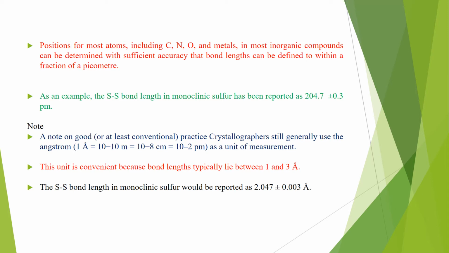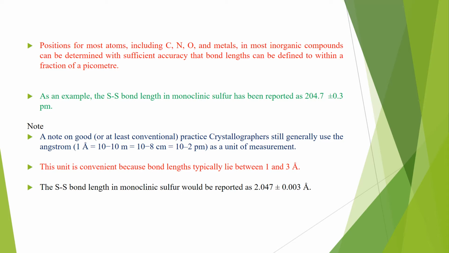Note: on good or at least conventional practice, crystallographers still generally use the angstrom. 1 angstrom is equal to 10 raised to power minus 10 meter, or equal to 10 raised to power minus 8 centimeter, and it can be written as 10 raised to power minus 2 picometer as a unit of measurement. This unit is convenient because bond length typically lies between 1 and 3 angstrom.